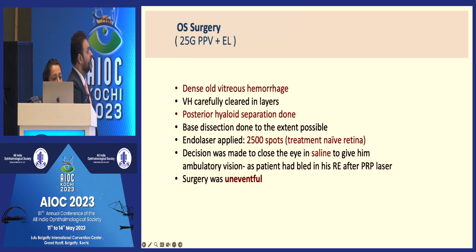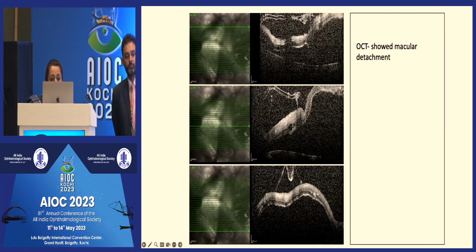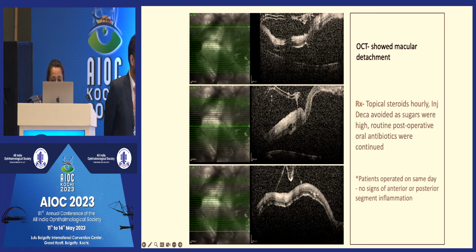The eye was closed in saline because the other eye after PRP had bled, so just to give him that ambulatory vision. This is POD1. He improves to 6/18. Anterior segment is absolutely quiet, but the fundus is showing dense transvitreal fibrin strands. Retina seems attached. OCT shows macular detachment.